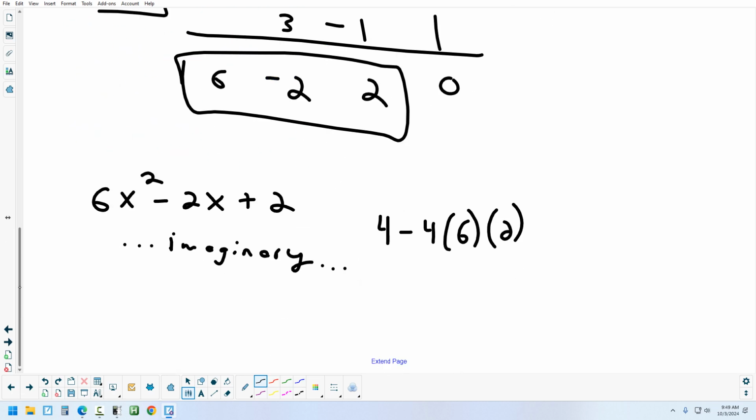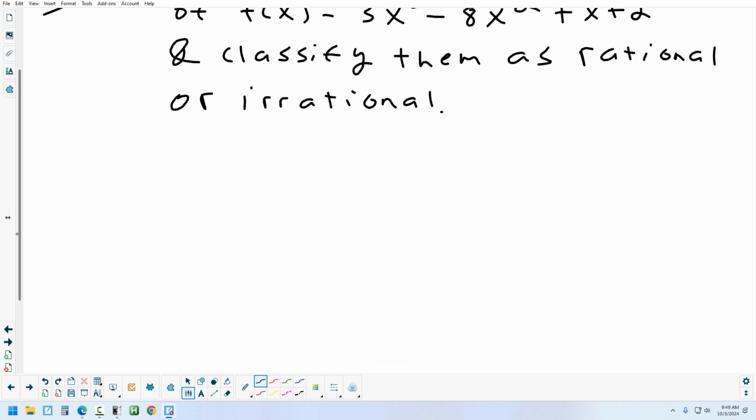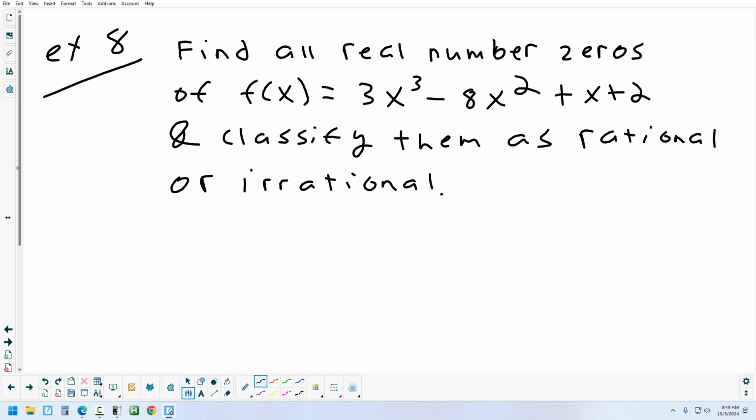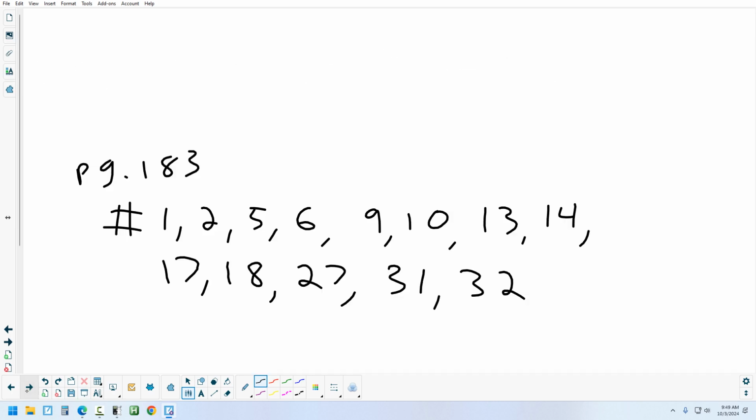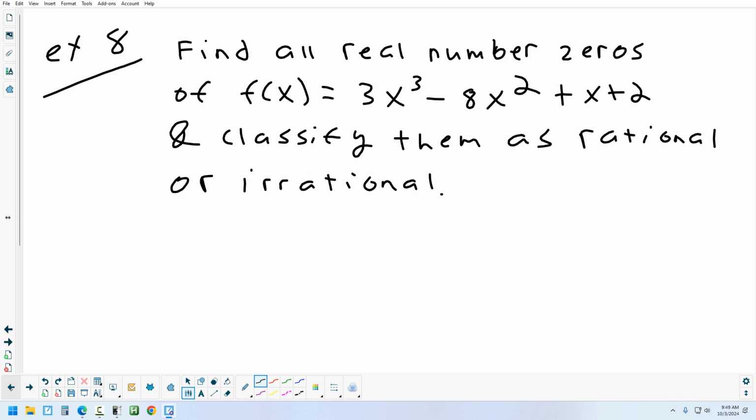Okay. Question on that one? Okay. That we're not doing. So I guess we can try to do this last one. All right, so this one says find all real zeros and let me know if they're rational or irrational.